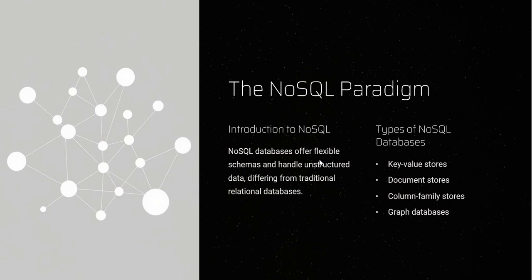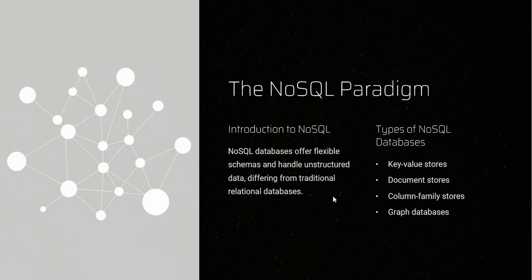Next one is NoSQL databases. Traditional databases use rows and columns, but what if you want to store tweets, or user profiles, or even a network of friends? That's where NoSQL comes in. It is flexible and designed for unstructured or semi-structured data. There are four types of NoSQL databases: key-value stores, document stores, column family stores, and graph databases.